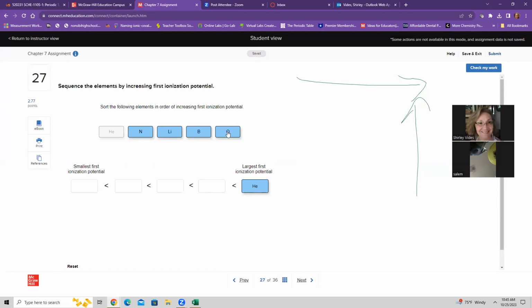I think lithium's going to be your lowest because it's over on this side of the periodic table, which is all the lowest. It increases towards the arrowhead. So oxygen, maybe? I don't see anything else. I think oxygen, then nitrogen, right?